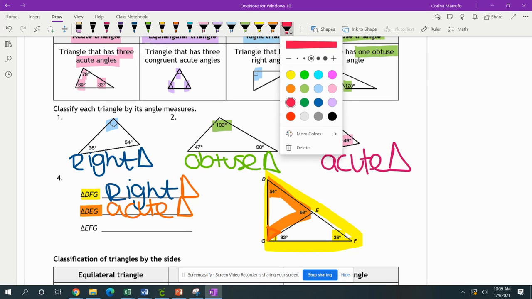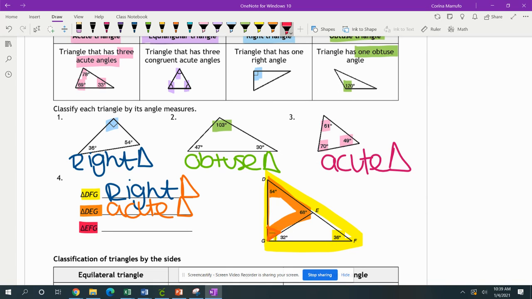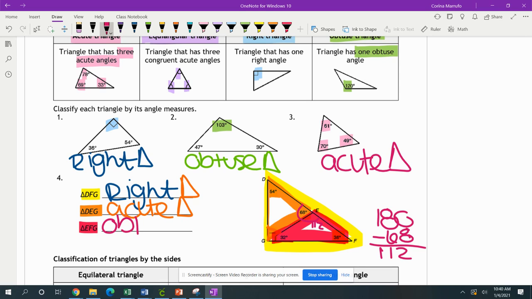Okay, so EFG. So EFG is this triangle right here, E to F to G. Okay, so if we notice, this one's 32, this one's 36. So this angle right here, if you notice, it's supplementary to this one, the 68. So if we do 180 minus 68, that gives us 112. So 112. And so that is an obtuse angle. So that one is an obtuse triangle.